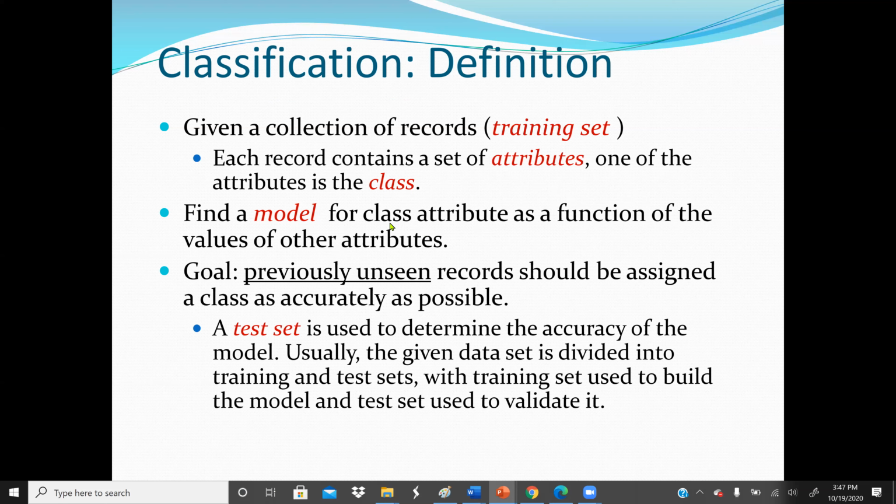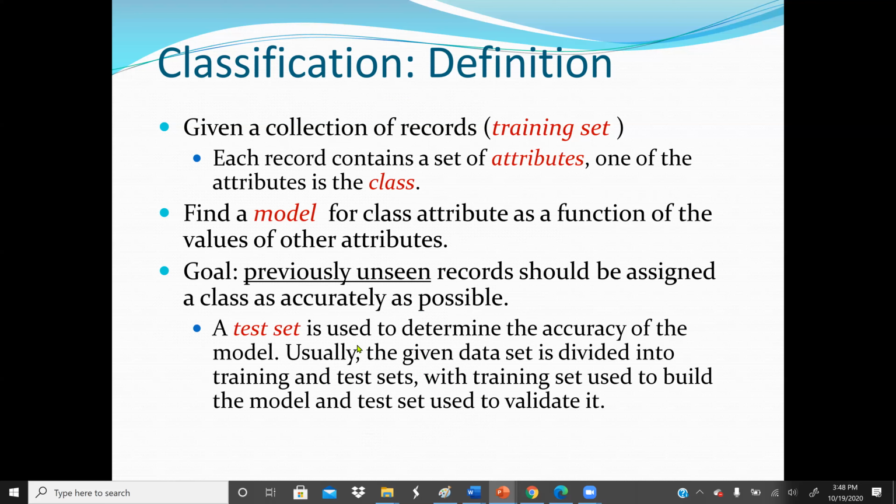training set. Now what is our goal? Previously unknown records should be able to be assigned a class as accurately as possible. So we may have test data now to see if the model can assign the right class to it. Let's say a patient has cancer, yes or no. So a test set is used to determine the accuracy of the model. Usually, the given data set is divided into a training set and a test set, with the training set used to build a model and the test set used to validate it.